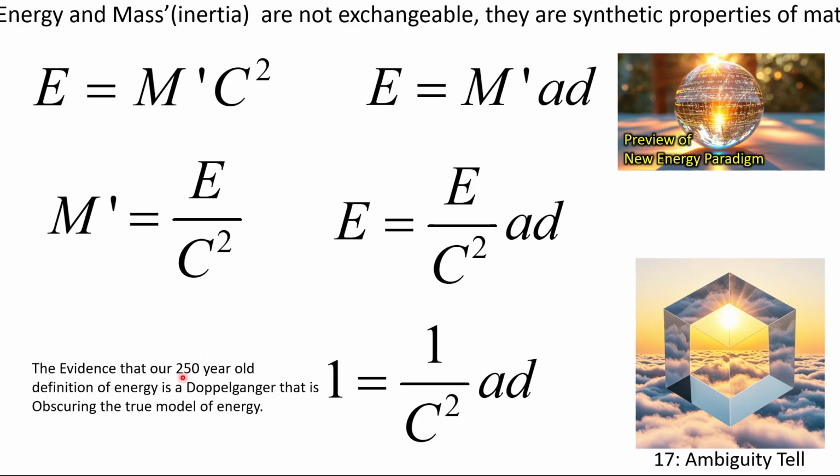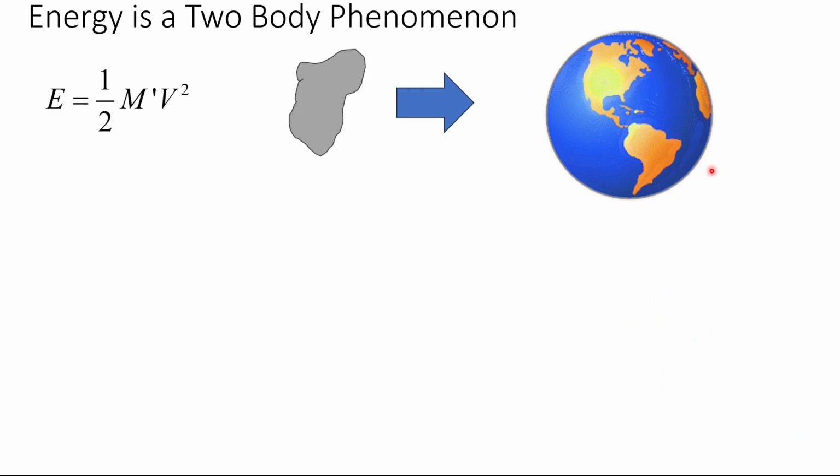And this is evidence that our 250-year-old definition of energy is a doppelganger that is obscuring the true model. This definition of energy is not real. It's a doppelganger. It's been hiding the true model of energy. And this, my friends, is a preview of the new energy paradigm. And we have another preview of the new energy paradigm.